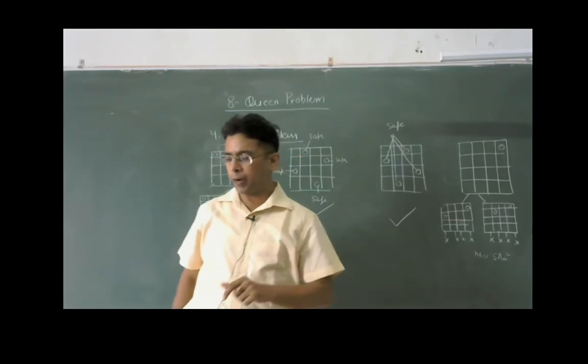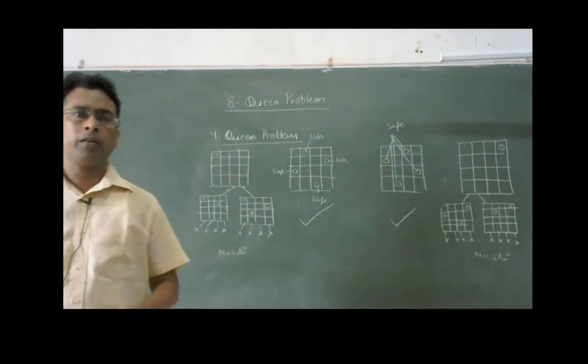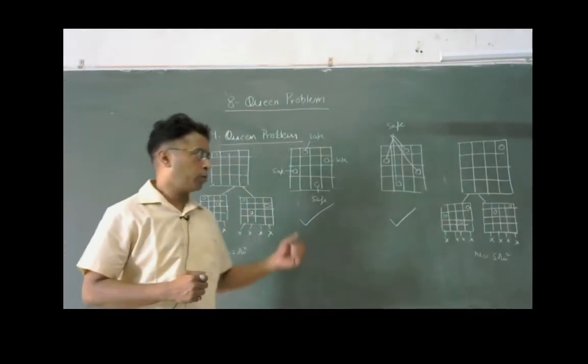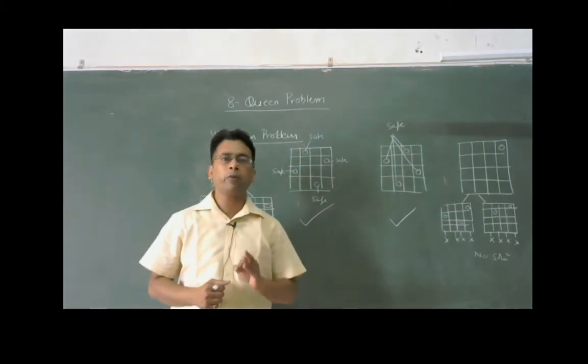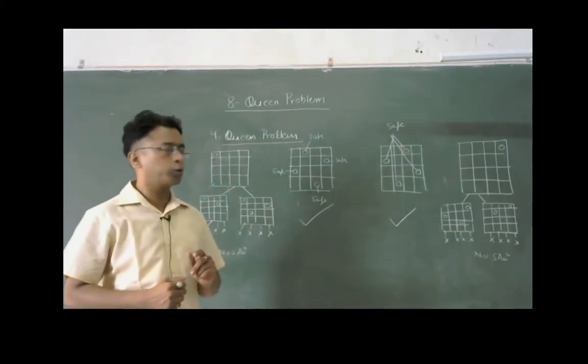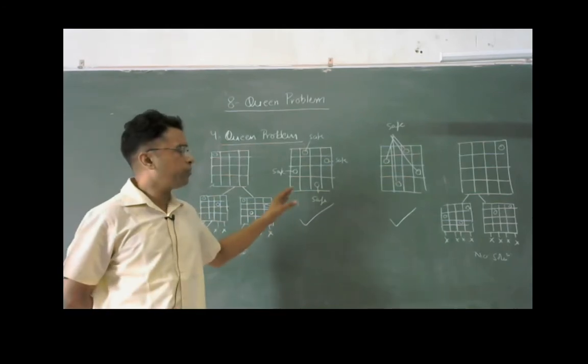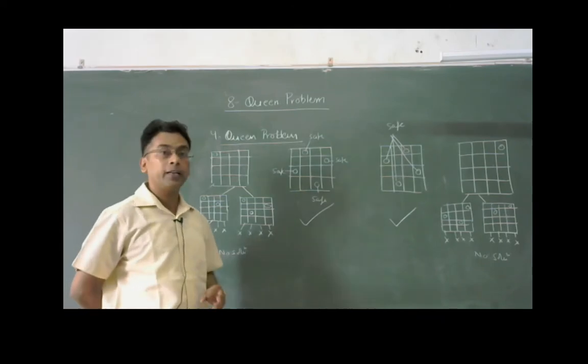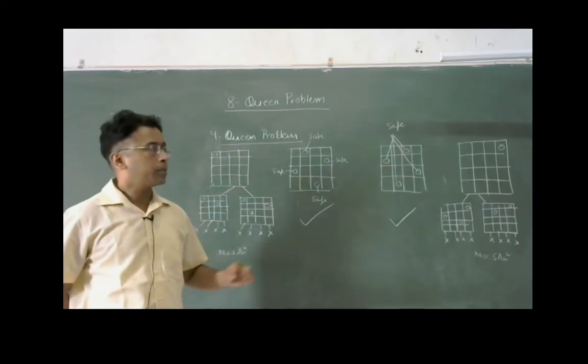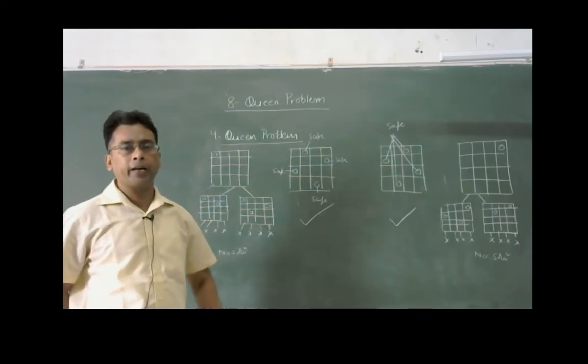So here we have found that for the two queen problem we did not get any solution. For the three queen problem we did not get any solution, but for the four queen problem we have got the solution. So this approach is called the dynamic approach.